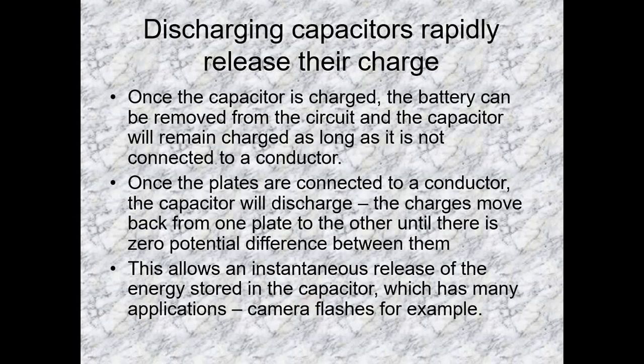Now, discharging: capacitors rapidly release the charge. Once the capacitor is charged, the battery can be removed from the circuit and the capacitor will remain charged as long as it is not connected to a conductor. Once the plates are connected to a conductor, the capacitor will discharge. The charge moves back from one plate to the other until there is zero potential difference between them. This allows an instant release of the energy stored in the capacitor, which has many applications, a camera flash for example.